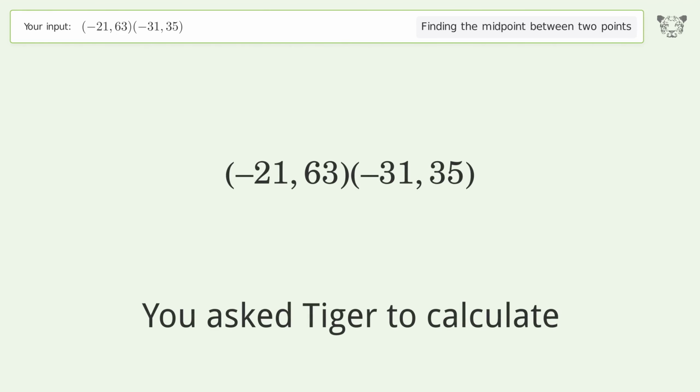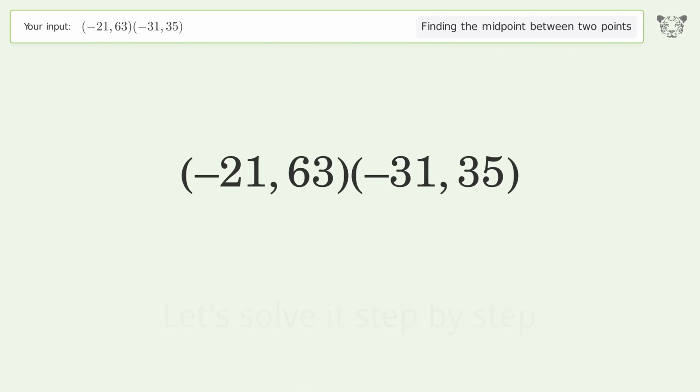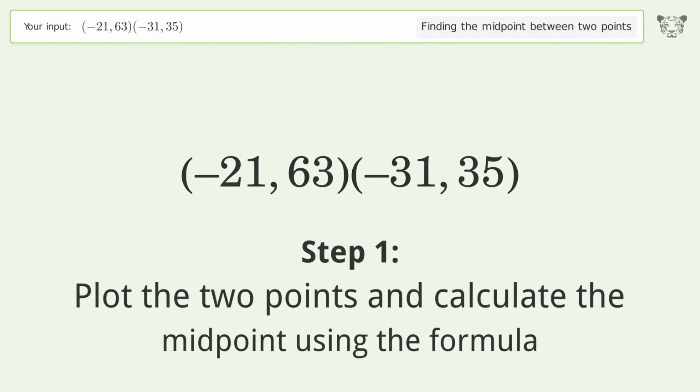You ask Tiger to calculate. This deals with finding the midpoint between 2 points. The midpoint between the 2 points is -26,49. Let's solve it step by step. Plot the 2 points and calculate the midpoint using the formula.